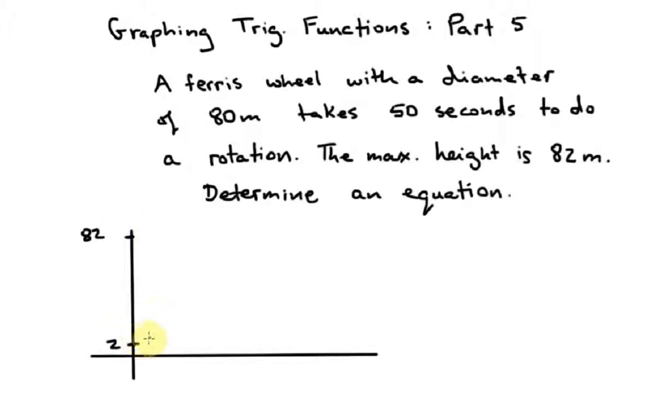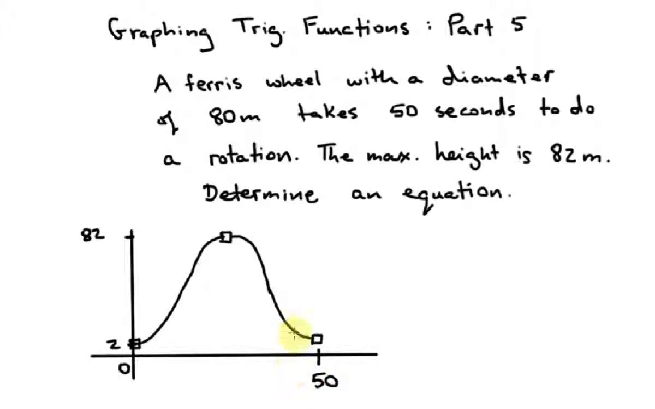So let's just assume that you get on right at time 0. You start the clock when you're at the bottom. Then it takes you up to its maximum, somewhere up here. Then you look around and everything looks great, and then you come back down, back down to your minimum of 2. Now, how long is that all going to take? It says here 50 seconds to do a complete rotation, to bring you back down to the ground.